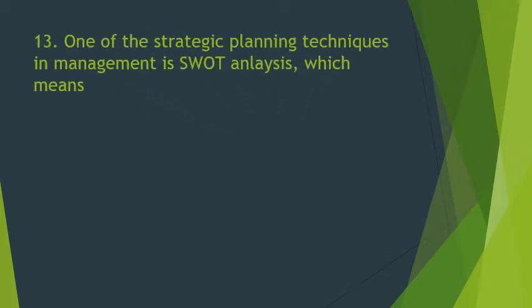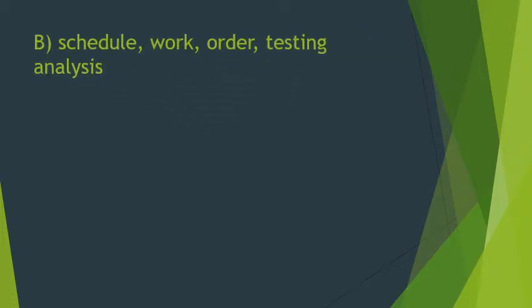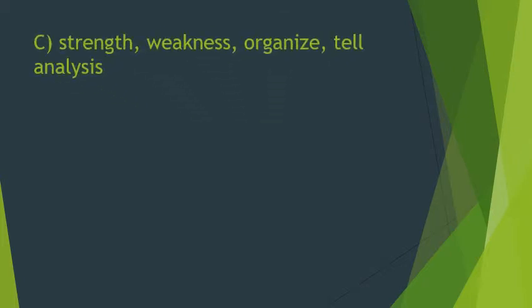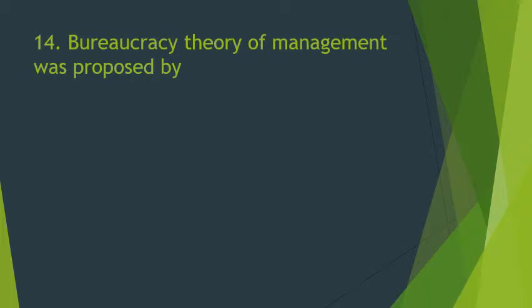13. One of the strategic planning techniques in management is SWOT analysis, which means: A. Sketch, watch, organize, teaching analysis, B. Schedule, work, order, testing analysis, C. Strength, weakness, organize, tell analysis, D. Strengths, weaknesses, opportunities, threats analysis. 14. Bureaucracy theory of management was proposed by: A. Henri Fayol, B. Max Weber, C. Frederick Taylor, D. Charles Handy.